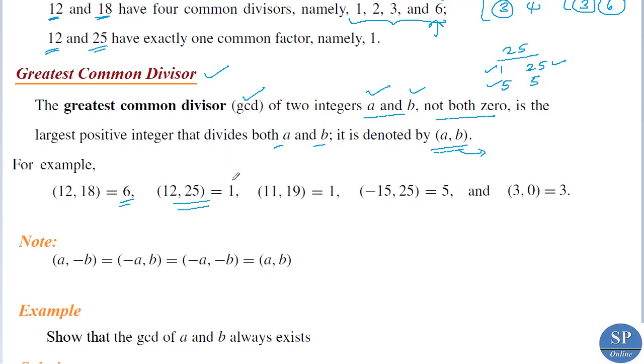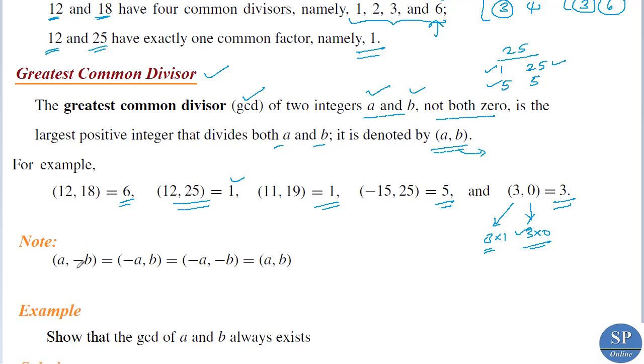GCD of 12 and 25 is equal to 1, because there is only one common divisor or common factor for 12 and 25. GCD of 11 and 9 is equal to 1. GCD of minus 15 and 25 is equal to 5. GCD of 3 comma 0 is equal to 3, because 3 is a factor of 0, since we can write 0 equal to 3 into 0. And 3 is again a factor of 3, because we can write 3 as 3 into 1. So the greatest common factor is 3.